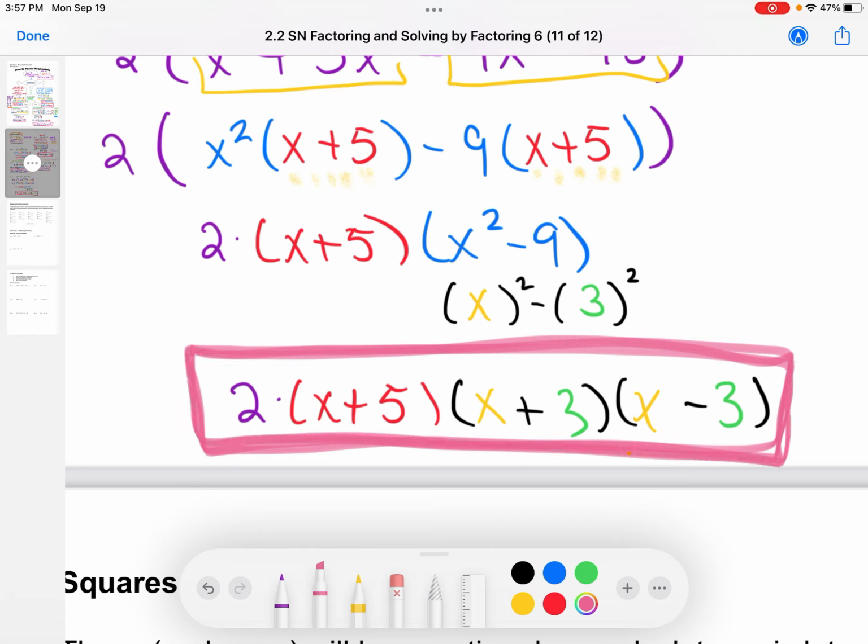This is your completely factored form. This line right here is worth a good deal of partial credit, but it's not totally factored.